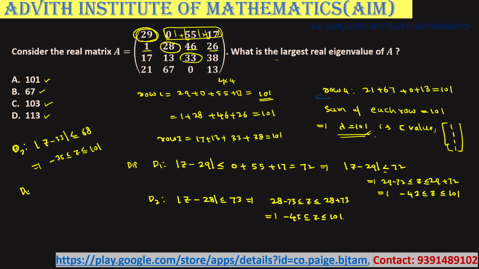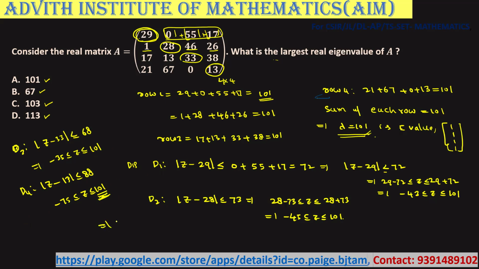And what about D4? So z minus 13 is less than or equal to 21 plus 67 is 88, right? So therefore 13 minus 88 is minus 75 less than or equal to z is less than or equal to 88 plus 13 is 101. So therefore, the largest possible disk radius value is 101, right? And 101 is an eigenvalue for A.